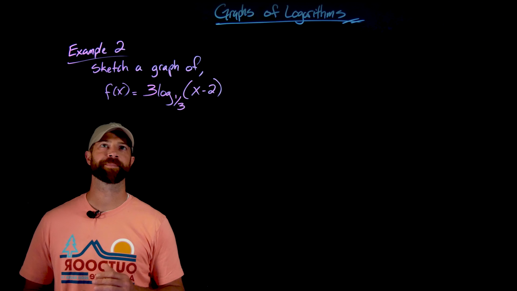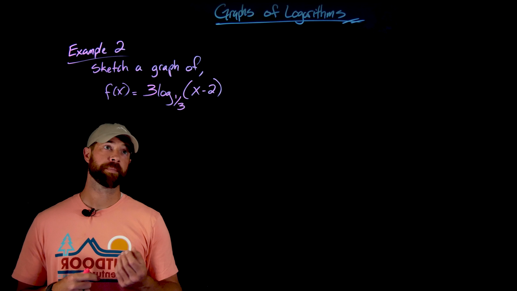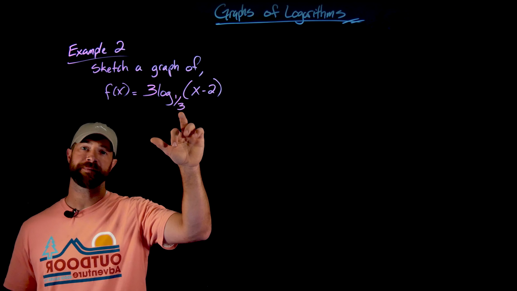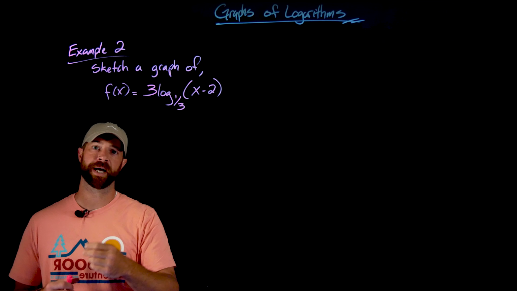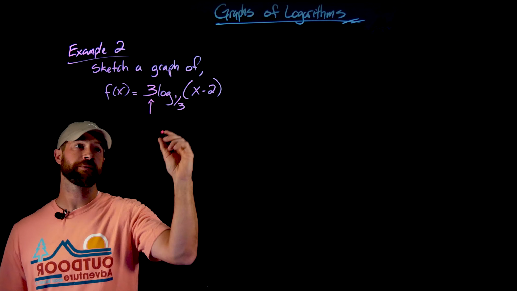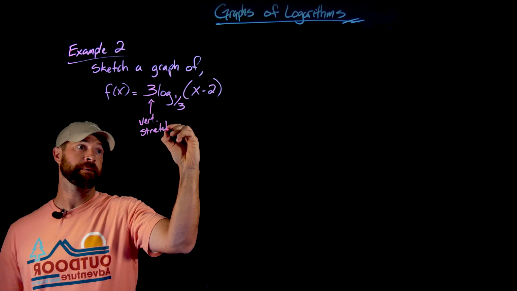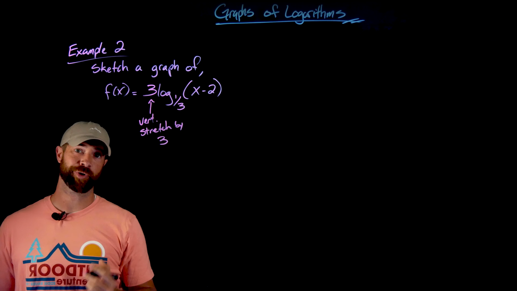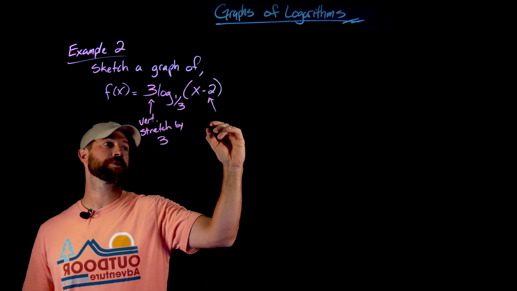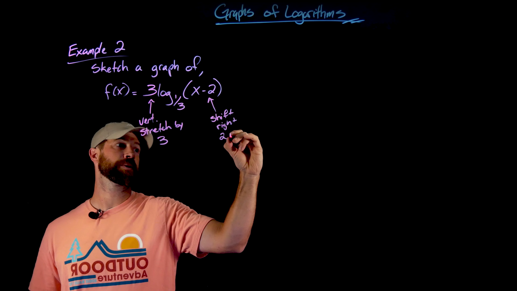All right, in our second example here, we're being asked to sketch a graph of f of x equals 3 times the log base 1/3 of x minus 2. 3 different things going on here. We have this decreasing logarithmic function now, this decay logarithmic. We also have this multiplication of 3 out front. This is a vertical stretch by 3. So we're going to multiply our y values, or our outputs, by 3. And in this case, this minus 2 is a shift right 2 units.